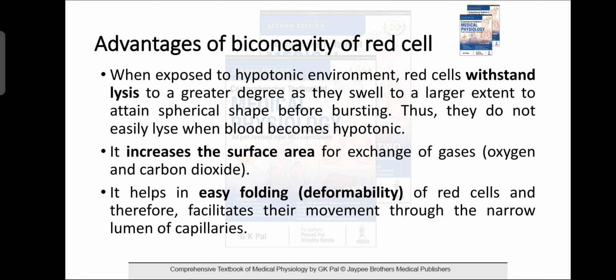Because of the biconcave shape, the surface area is more for transport of gases, and they withstand a greater degree of stress without lysis.